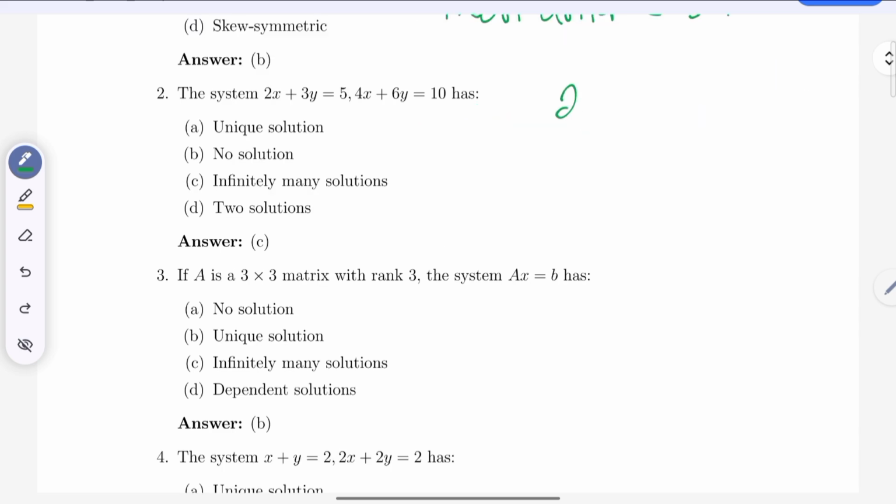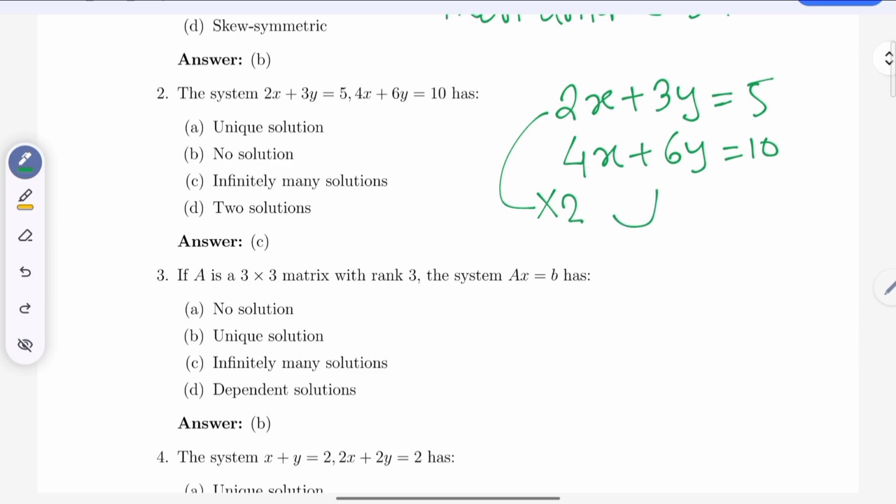Now for the next question, 2x plus 3y equal to 5 and 4x plus 6y equal to 10. If we multiply the first equation by 2, then we obtain the second equation. That is, only one equation is given but two unknowns are there. So one equation and two unknowns. Then we know that if this case happens, then infinitely many solutions are there. So option C is correct.